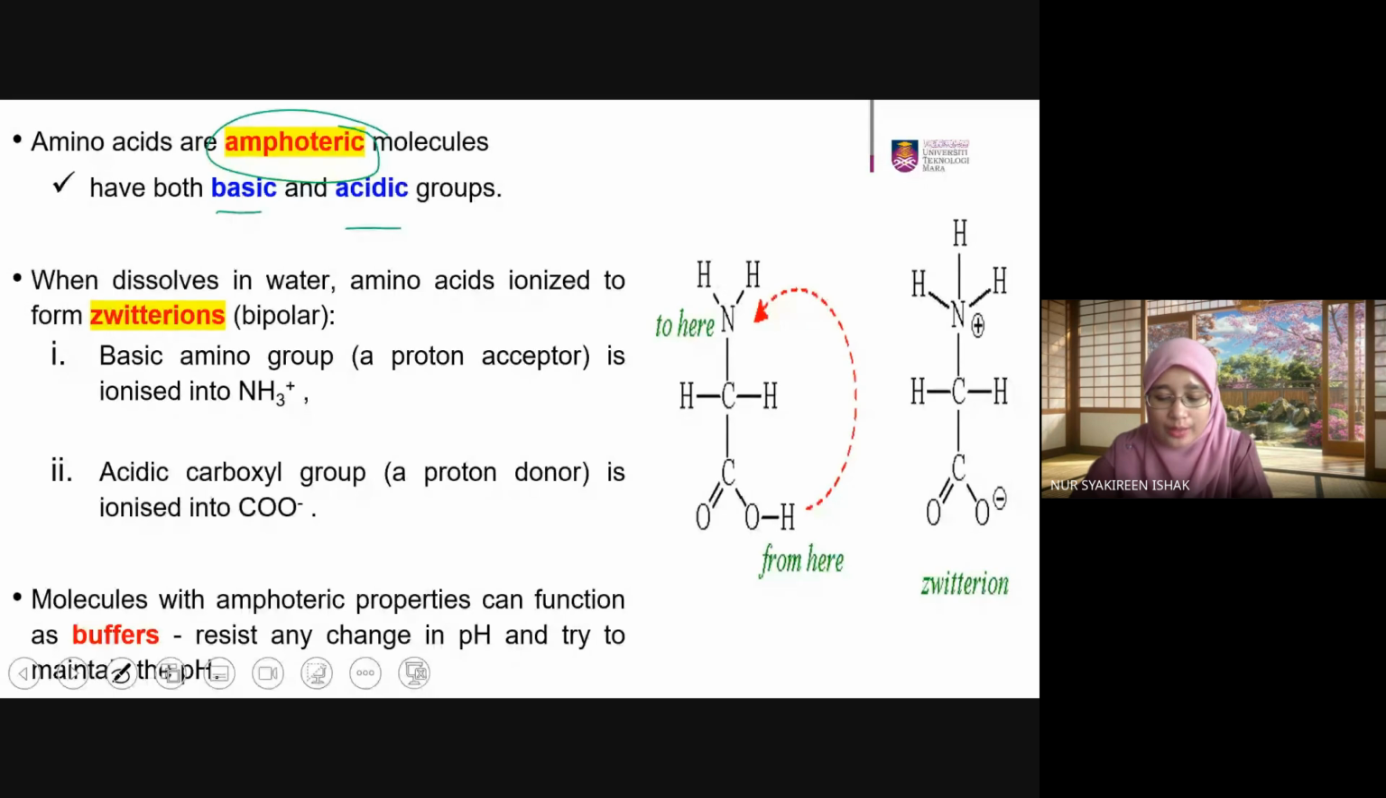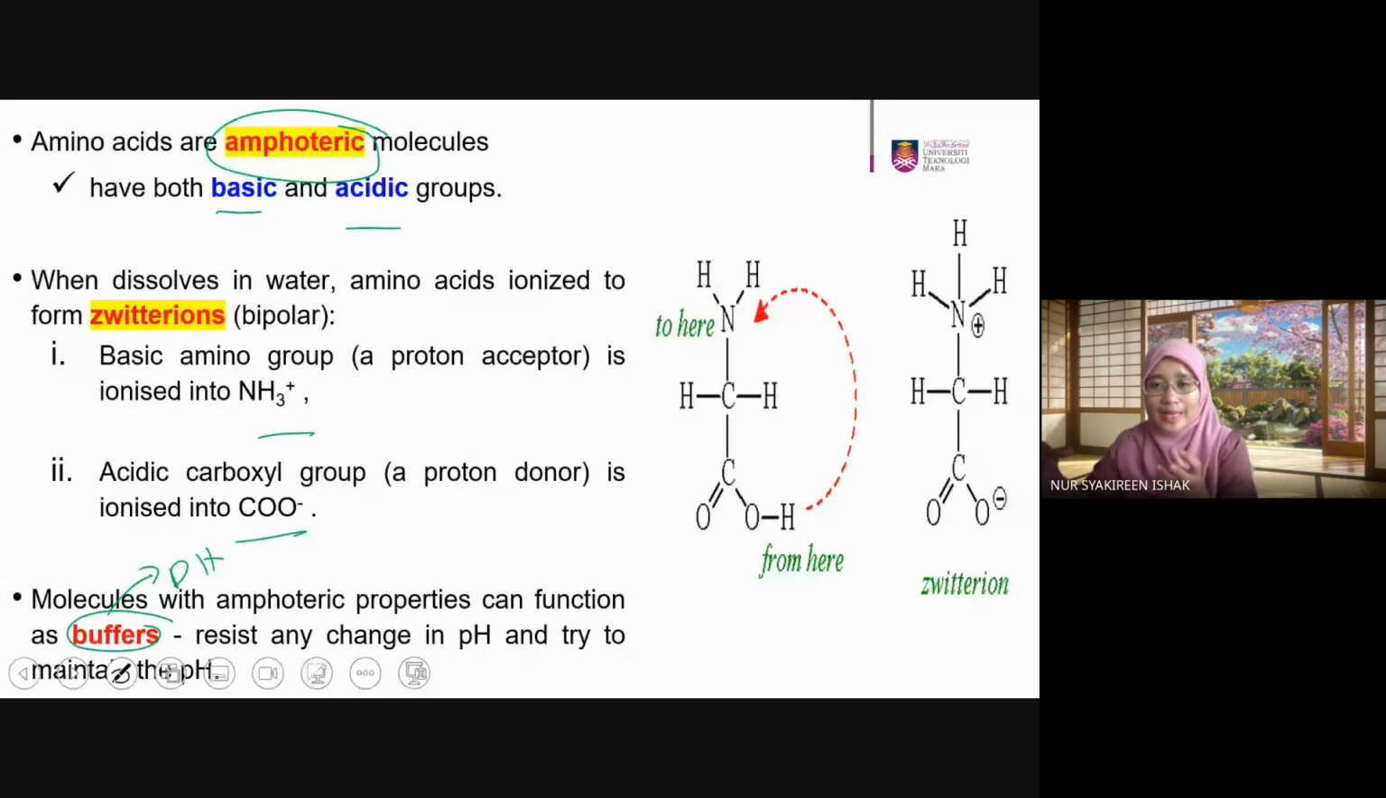When an amino acid is dissolved in water, it will be ionized to form a Zwitter ion. A Zwitter ion is a molecule that has both positive and negative charge. The basic group will be a proton acceptor, ionized to NH3 plus, and the carboxyl group will be ionized to form COO negative. Molecules with amphoteric properties can function as buffers, specifically here a pH buffer. What is a pH buffer? It resists any change in pH and tries to maintain the pH.